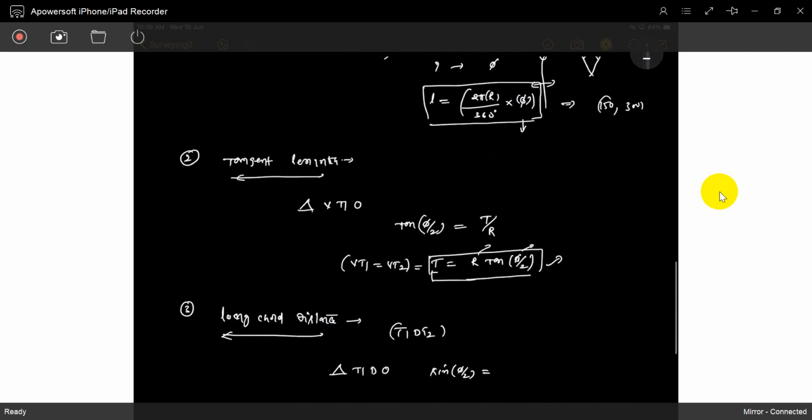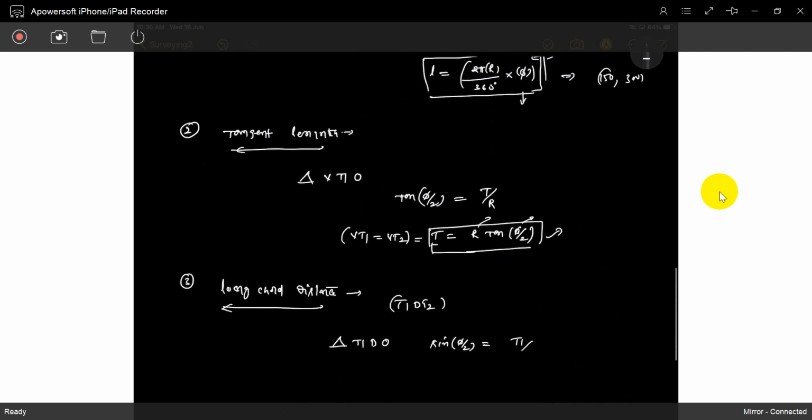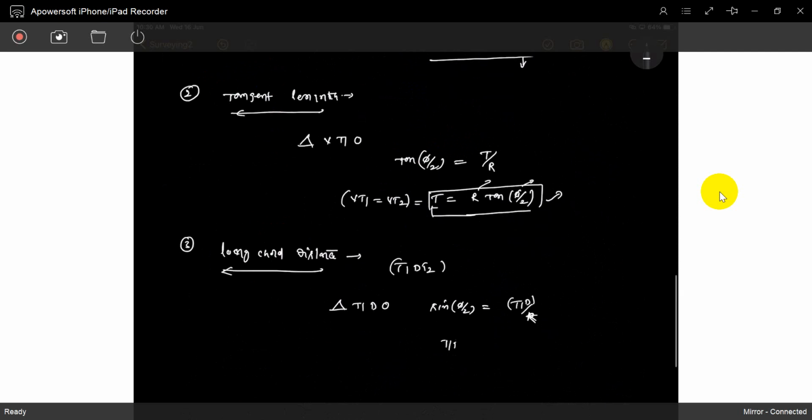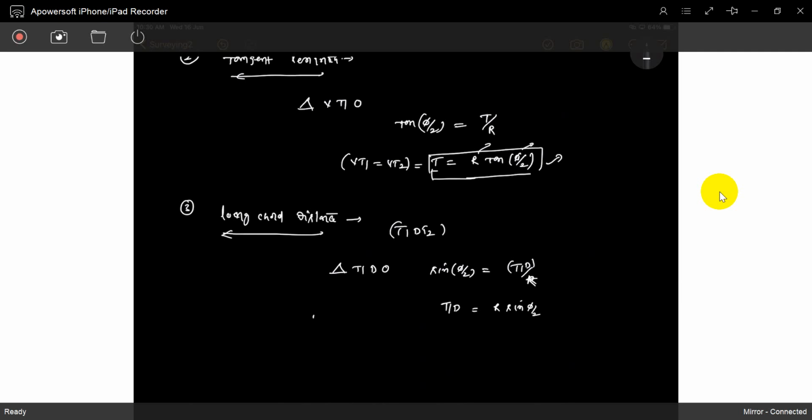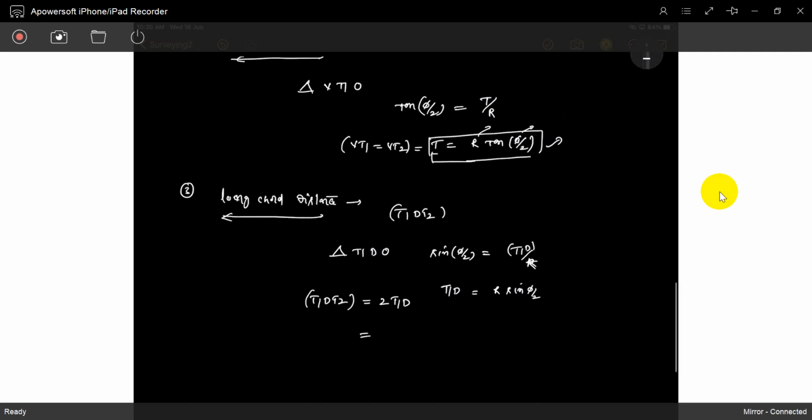So T1 D divided by R. So what is T1 D? T1 D is R sine phi by 2. The long chord is T1 D T2, so that is 2 times T1 D. So the long chord distance is 2R sine phi by 2. That is the chord. Long chord. That's it.